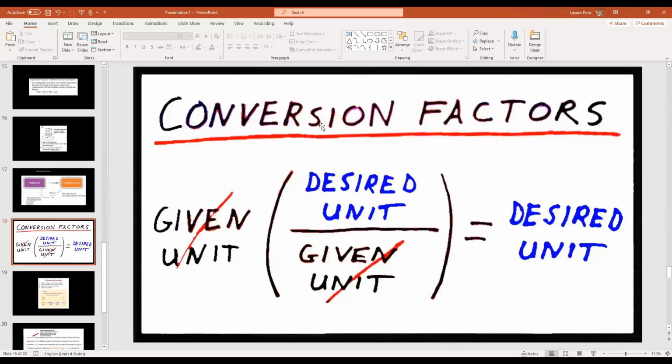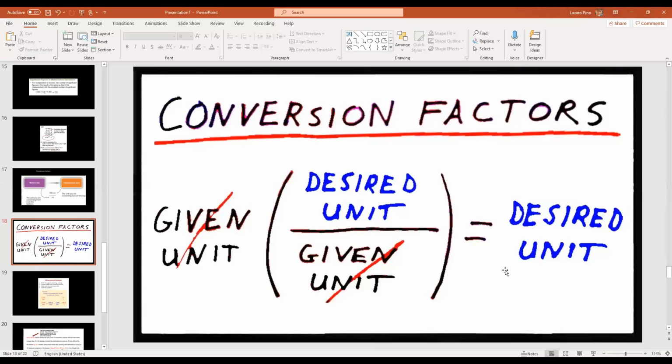The conversion factors are used in conversions. For example, you have a given unit and you have a desired unit. You multiply your conversion factor by the given unit, and you get the desired unit. This method is known as dimensional analysis. This is the math in chemistry. You must pay close attention to this method because it's the math in chemistry.